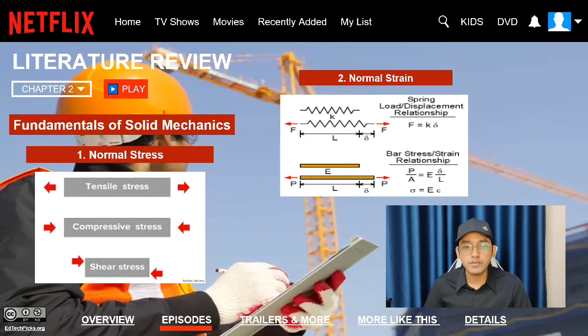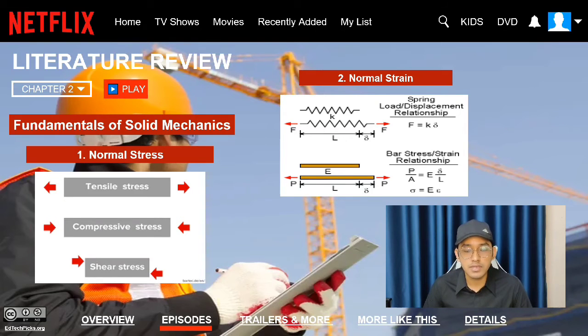In this study, we used fundamentals of solid mechanics. The first one is normal stress. As we can see in the picture, the figure shows the types of force acting on a cross-section area. The first force is tensile stress. The second is compressive stress. And the last is shear stress.